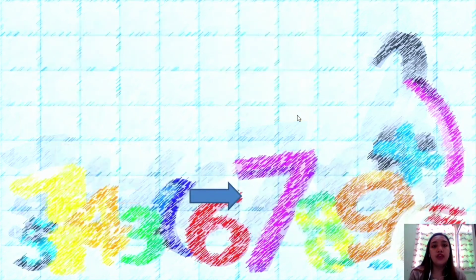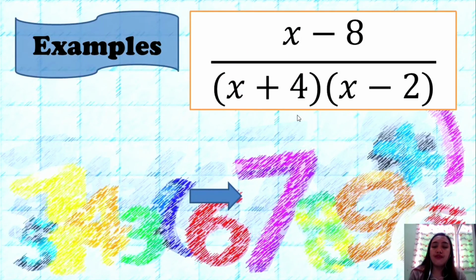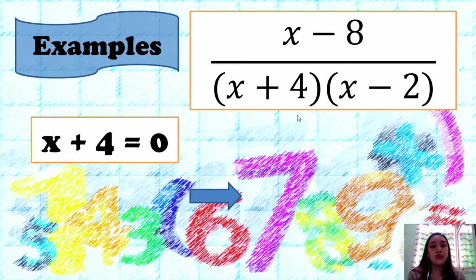Let's move on to the next example. So we have x minus 8 over x plus 4 multiplied by x minus 2. Paano naman to, Ma'am Sunshine? May dalawang equations and may parenthesis sila. So meaning, pag ganyan ang lumitaw, meron tayong dalawang values. So dalawang equation ang gagamitin natin, which is the x plus 4 and x minus 2. So ganito po siya. Kunin natin si x plus 4.